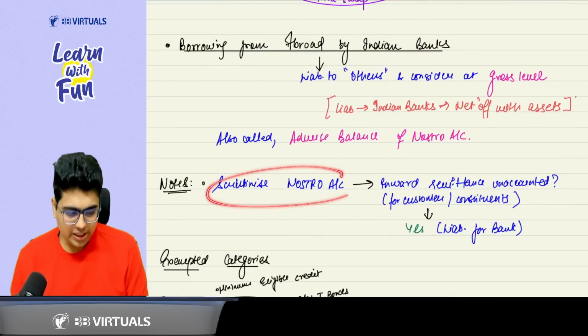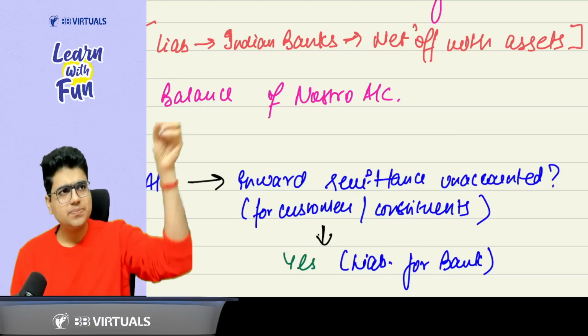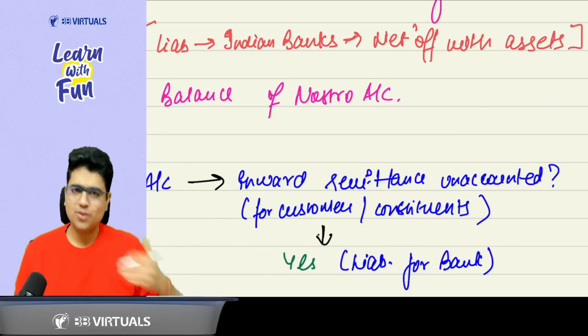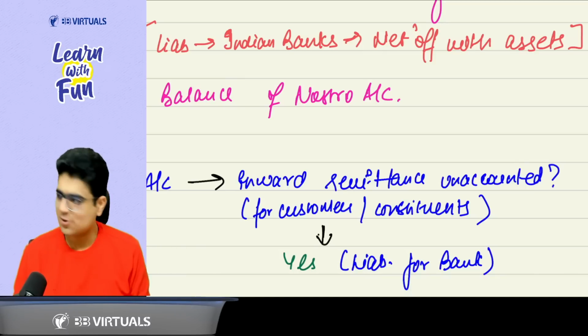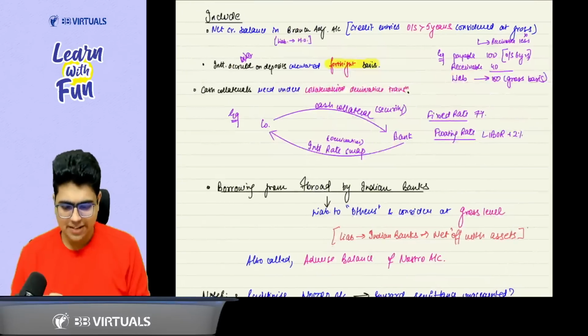Sir, we need to scrutinize the Nostro account. Why, sir? Let's say in the Nostro account, there are some inward remittances for the customers, for the employees or something like that. That is also a liability for the bank. So yes, that will be included in the DTL part. So the liability part is very easy.